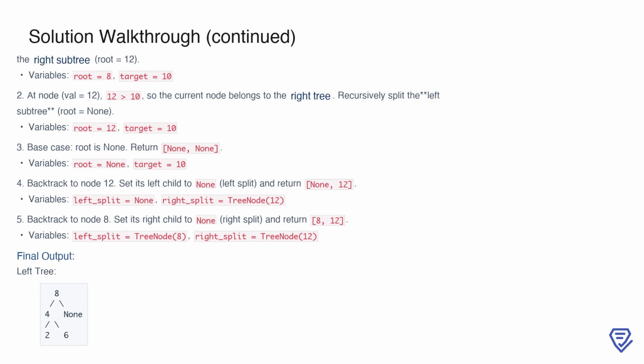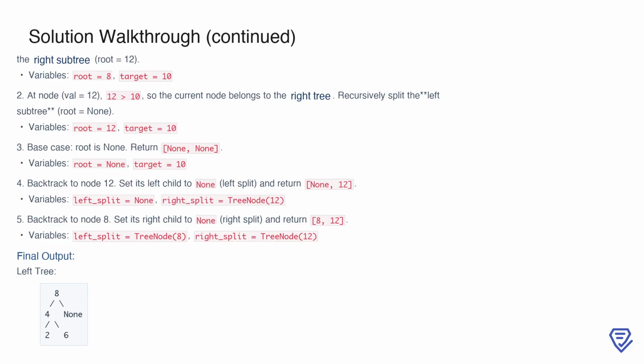We then proceed to split the right subtree, which has the root node 12. Here, our variables are root equals 8 and target equals 10. At the node with value 12, we find that 12 is greater than 10, so this node belongs to the right tree. Next, we attempt to split its left subtree, but this subtree is none.